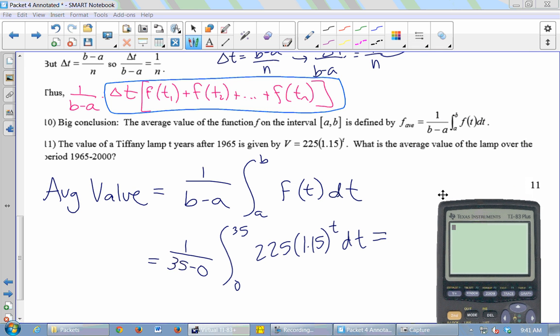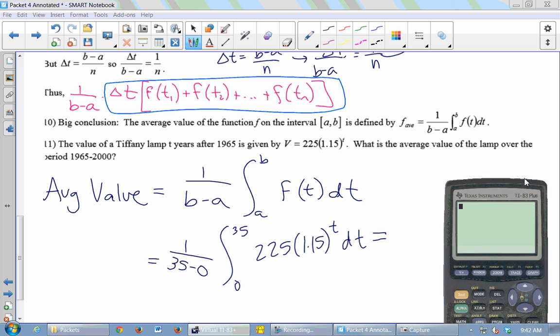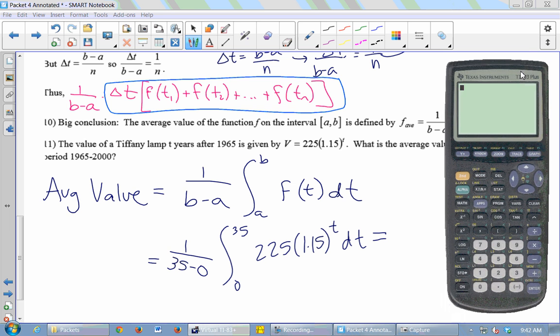It doesn't have to be the derivative. To find the average value of a function, you use the function itself when you do the integral, because we're not looking for total change. It's a different application.